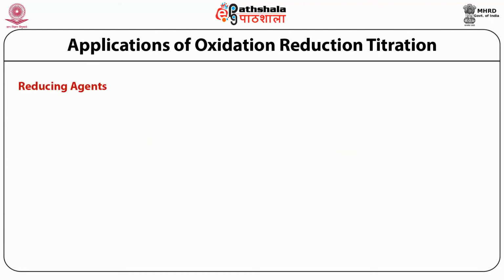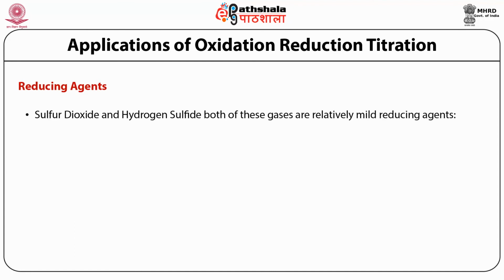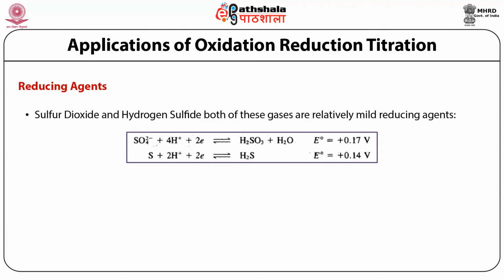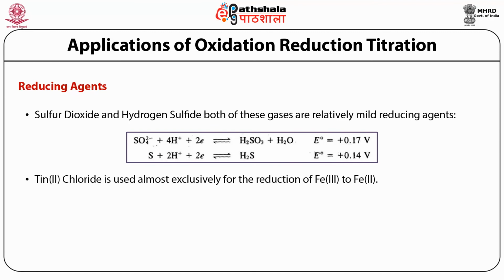Now, the reducing agents. Sulfur dioxide and hydrogen sulfide, both of these gases, are relatively mild reducing agents. The reaction involved here is SO4 2 negative plus 4H plus plus 2 electrons converting into H2SO3 plus H2O, and the standard potential is 0.17 volt. Similarly, hydrogen sulfide is also a reducing agent with a standard potential of plus 0.14 volt. Then tin second chloride is used almost exclusively for the reduction of iron 3 plus to iron 2 plus.